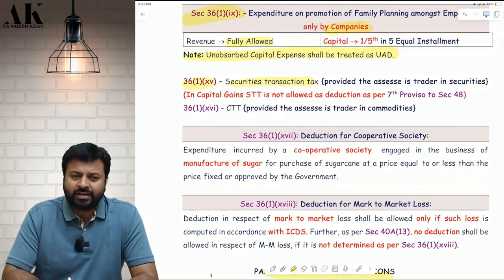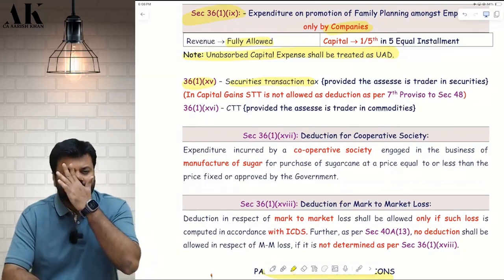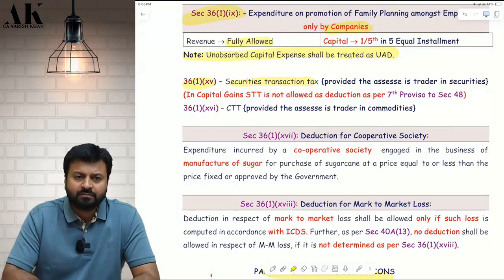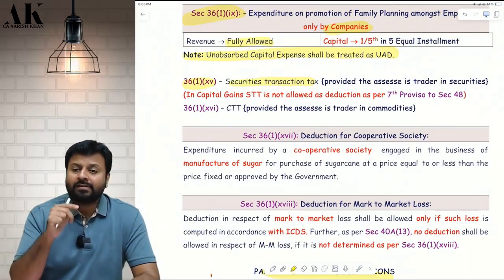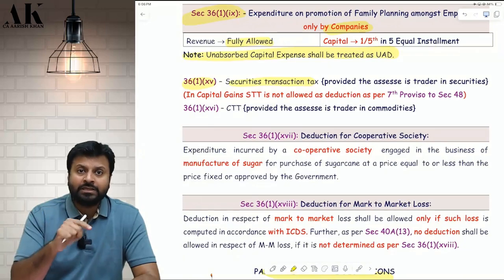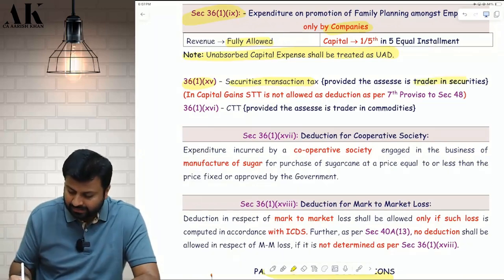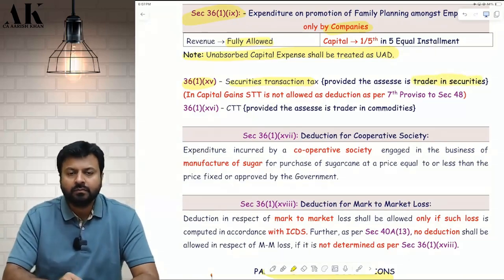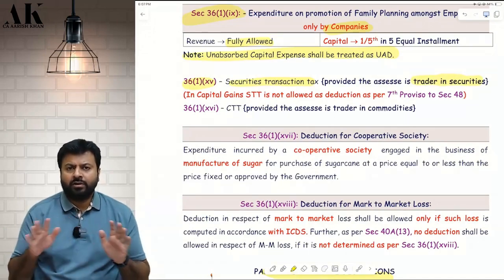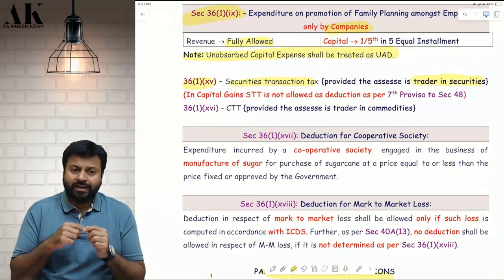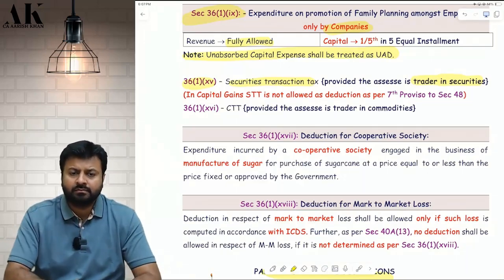If you purchase any shares or sell any shares, you are liable to pay securities transaction tax, correct? So securities transaction tax will be allowed as a PGBP expense if you are a trader in securities. If buying and selling securities is your day-to-day business, then STT will be allowed as a deduction.